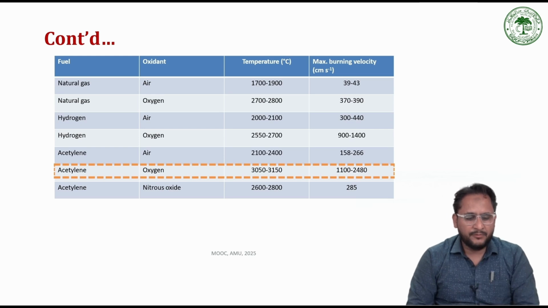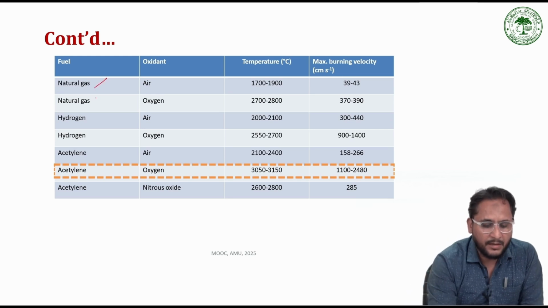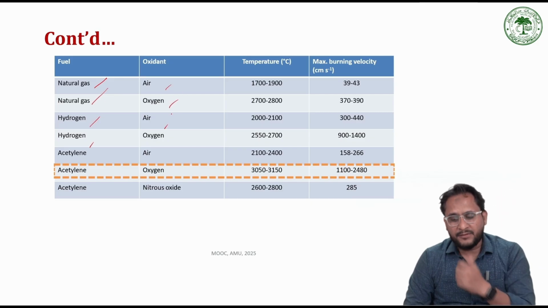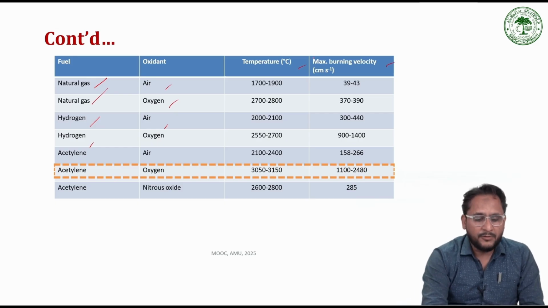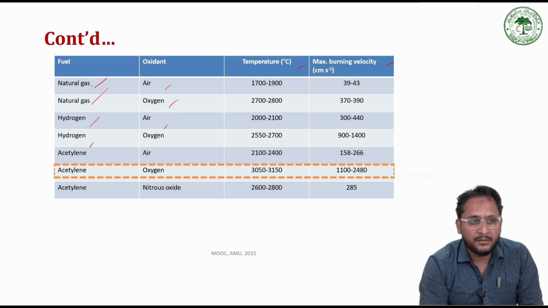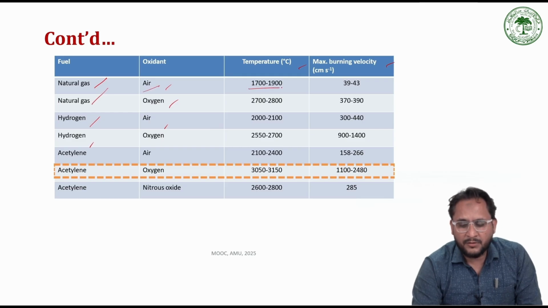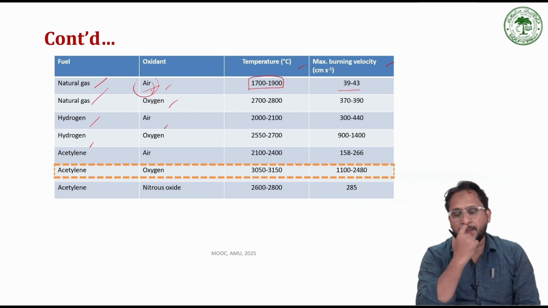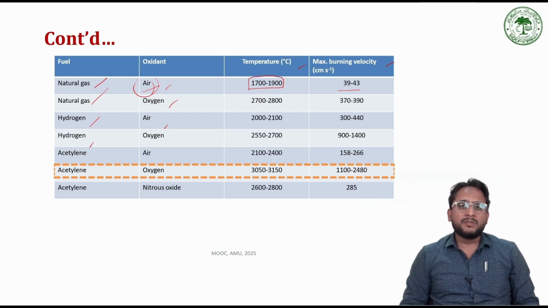Based on the different types of fuels available like CNG or compressed natural gas, hydrogen, and the different types of oxidants, we can achieve different temperatures as well as burning velocity. For example, if we take natural gas as a fuel and air as oxidant, we can go up to a temperature of 1700 to 1900, while the burning velocity is only 39 to 43 centimeters per second, because air is a mixture and contains mainly nitrogen, which is an inert gas.